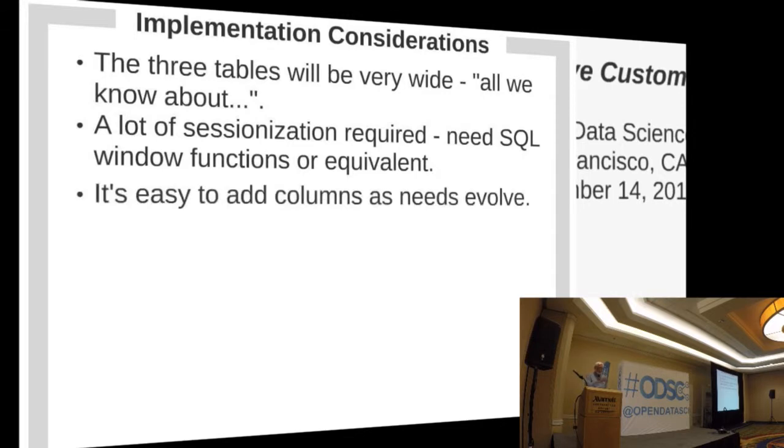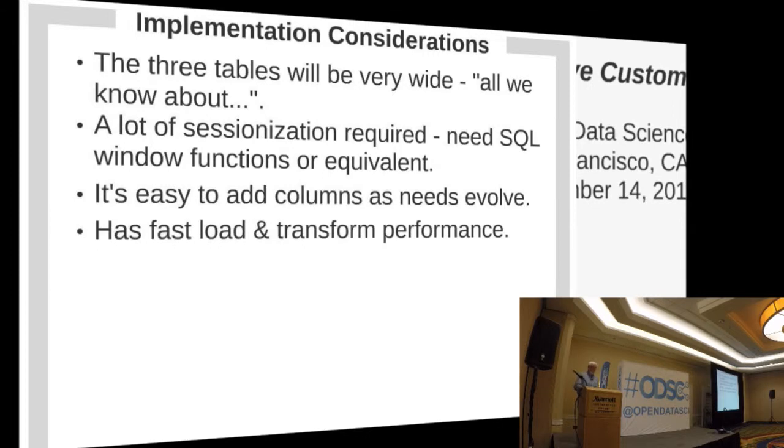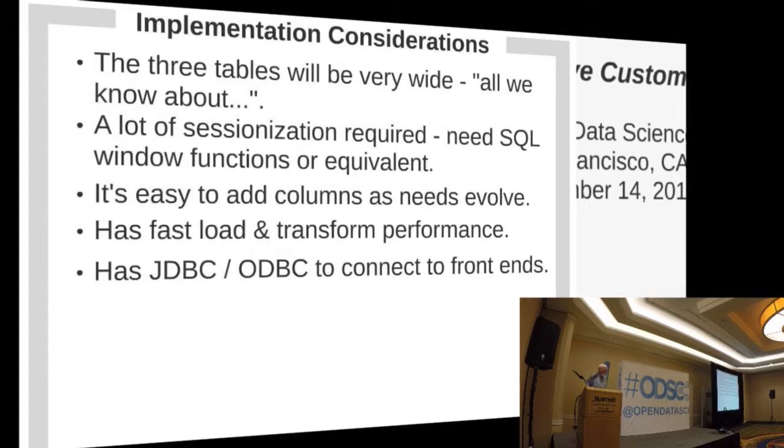As we add to the all we know, we need to be able to easily add columns into the tables. It should have a pretty fast load and transform performance. And you do it incrementally, but you still have a lot of stuff happening each day that you need to push through the pipeline. But it doesn't have to be blindingly fast. It has to have a way to connect to front ends for our business analysts to use this stuff. That's the JDBC or ODBC connections. And it should be really super, super fast responsive to queries that the business analysts or the front-end tools are creating against this data set.